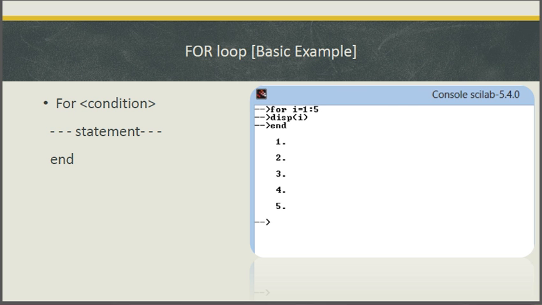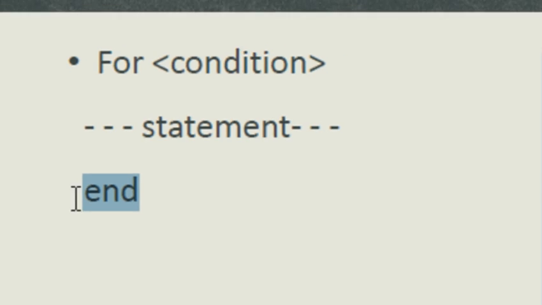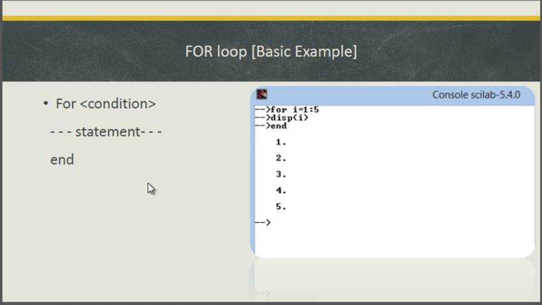Okay, so let us study the for loop now. The for statement allows us to perform a given action several times. The syntax of a for loop is the keyword for followed by a condition, then the statements. A loop is closed when the end keyword is met. Let us look at an example.